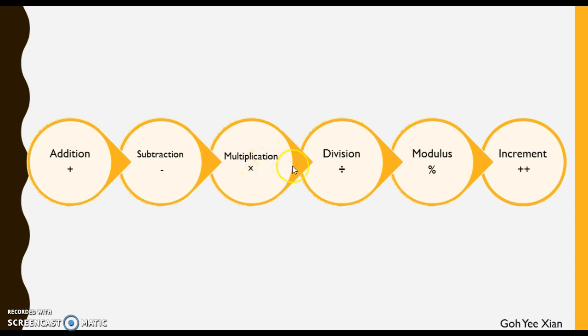We also have the division operator for dividing numbers in JavaScript. Then, we have the modulus operator. It is used to return the division remainder. Lastly, we have the increment operator. It helps to increment numbers. Here are the 6 most common arithmetic operators.